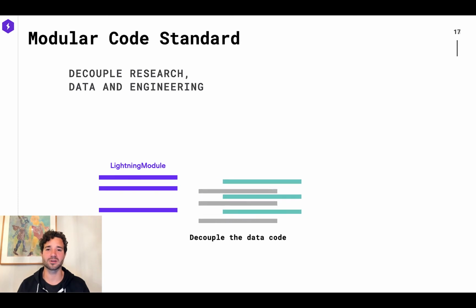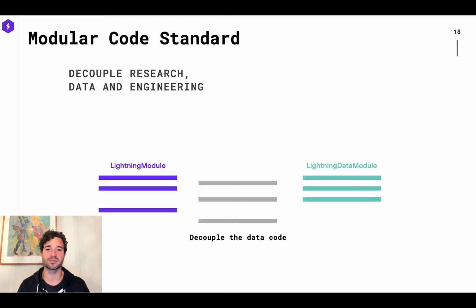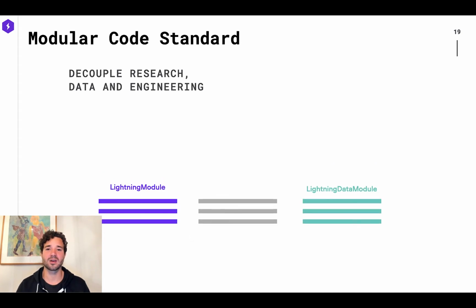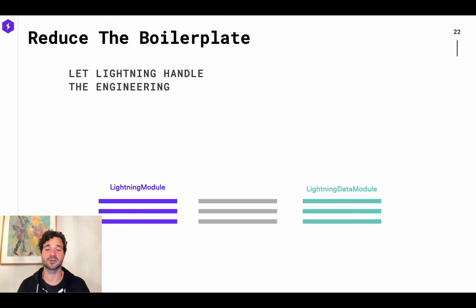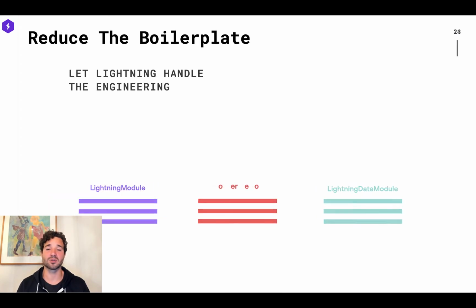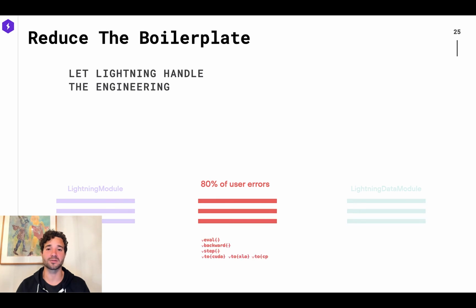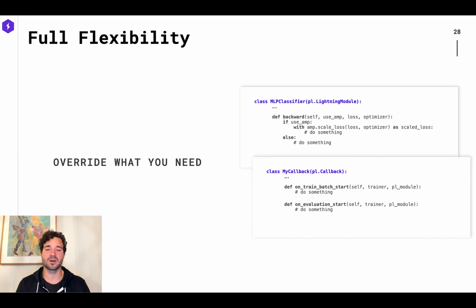And the data module encompasses the data loaders, the transforms, and everything you need to make that data set self-contained as well. And then everything else that is left is going to be automated by the trainer. So this is the boilerplate that most people get wrong, and there's a lot of surface area for errors as well. And the final principle is full flexibility.